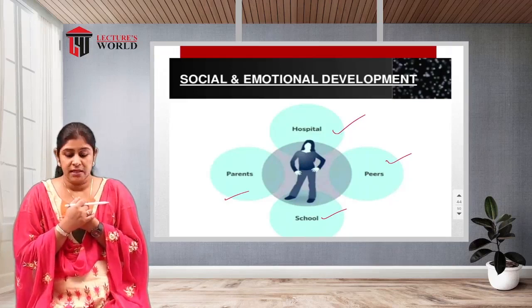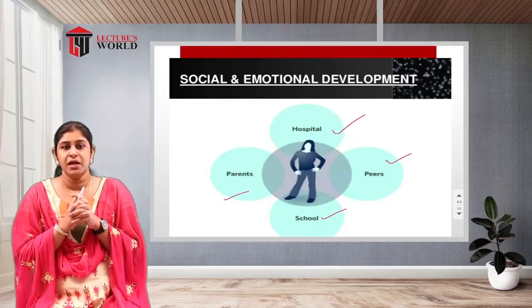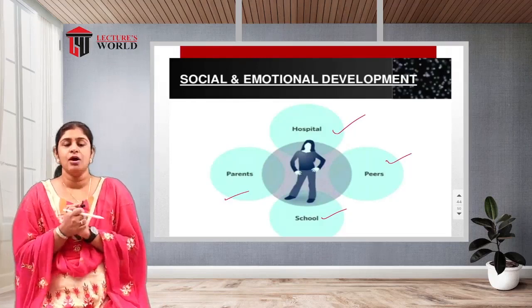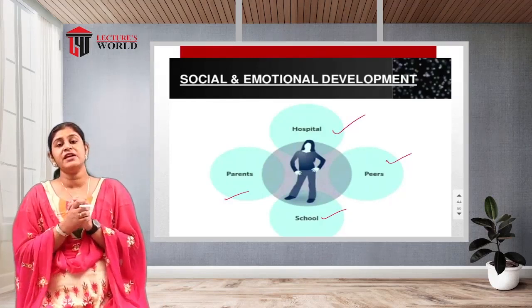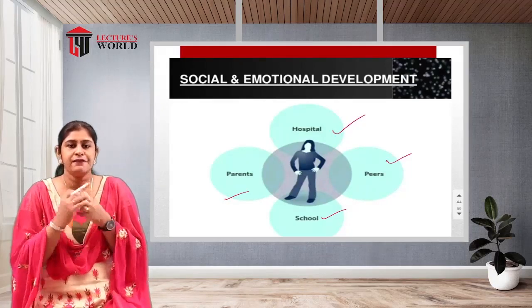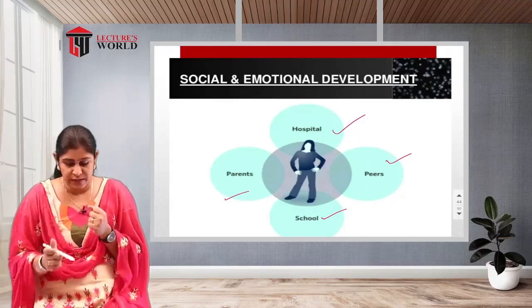Next are the peers. They develop a good attachment with their friends, and they feel they can hang out with their friends. They feel that their friends are everything. They can share each and everything with their friends. They feel that since friends are there with them, they can communicate with them.